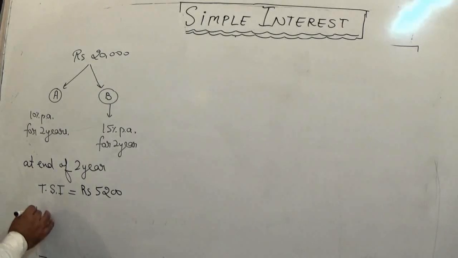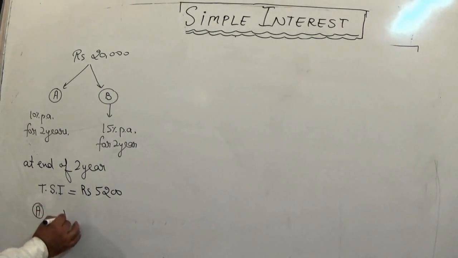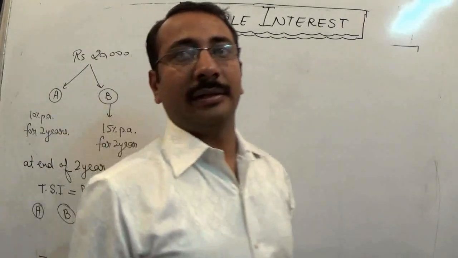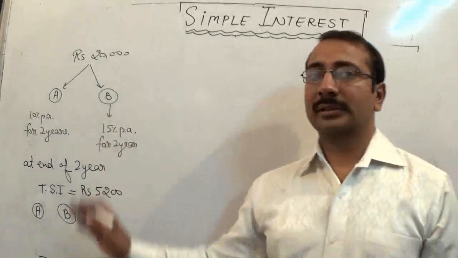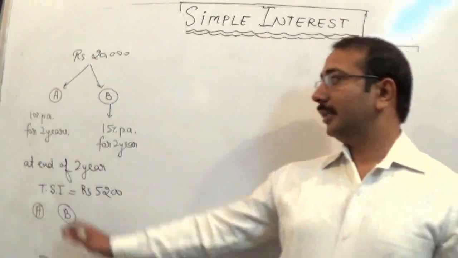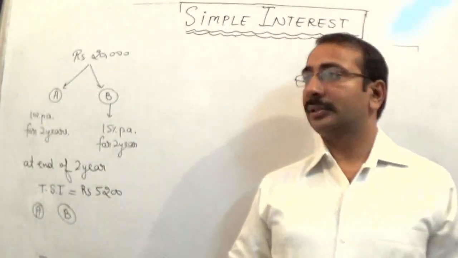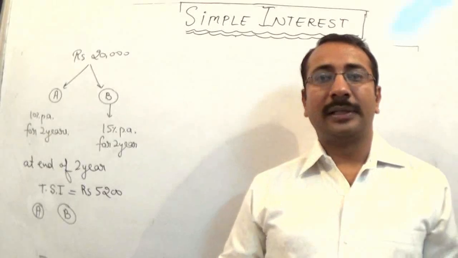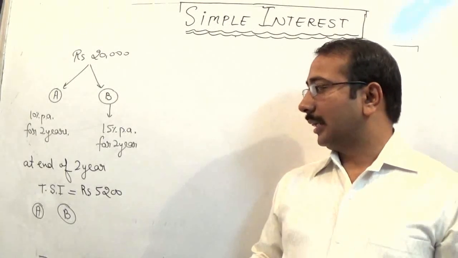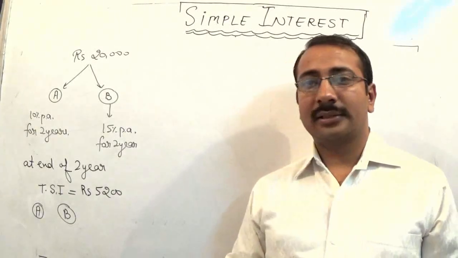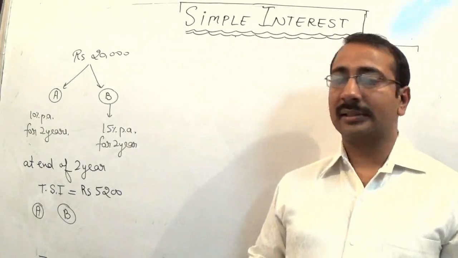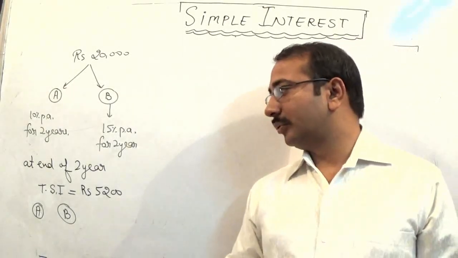You have to find out how much money had been given to A and how much money had been given to B. Just look at the question. A person has total 20,000 rupees with him. He had given this 20,000 to two persons, A and B, to A at a rate of 10% for 2 years, to B at a rate of 15% for 2 years. At the end of the 2 years, he found that total simple interest that he received is rupees 5,200.